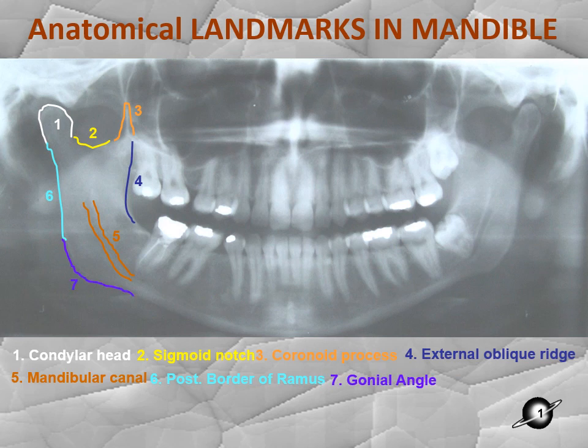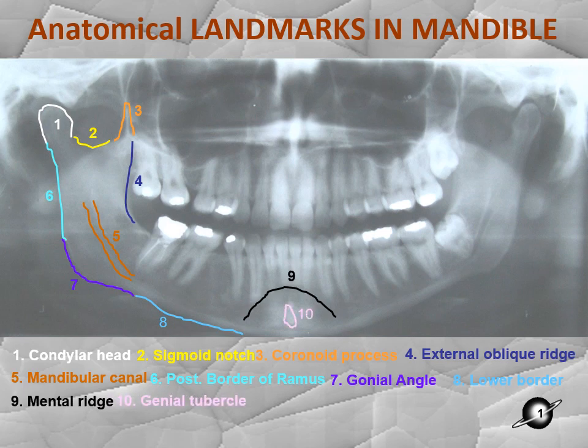Seven, gonial angle. Eight, lower border. Nine, mental ridge. Ten, genial tubercle.